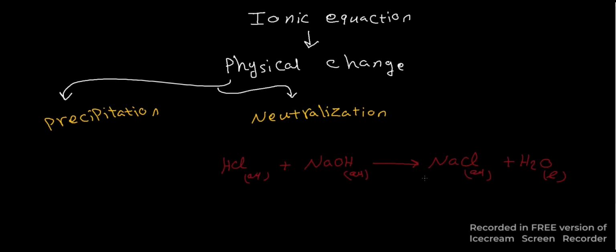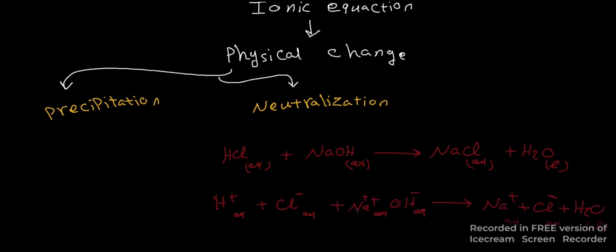Basically, if you want to write the ionic equation, you are going to separate every aqueous compound into positive and negative, and any other physical state will stay the same. Let's start. I have HCl. It's aqueous, so I'm going to separate it into H positive, aqueous, plus Cl negative, aqueous.